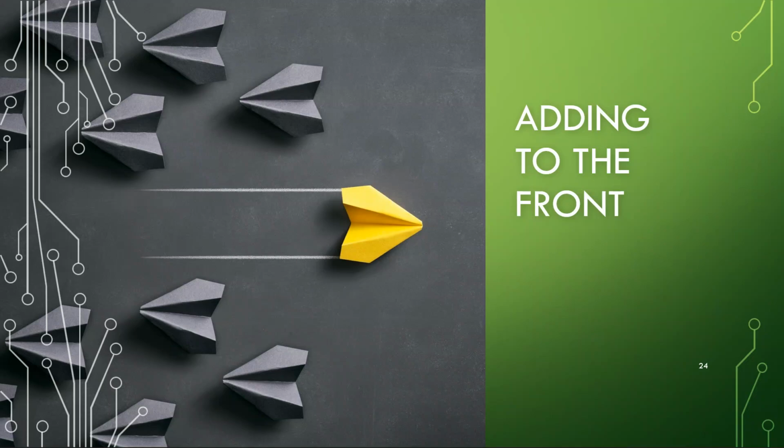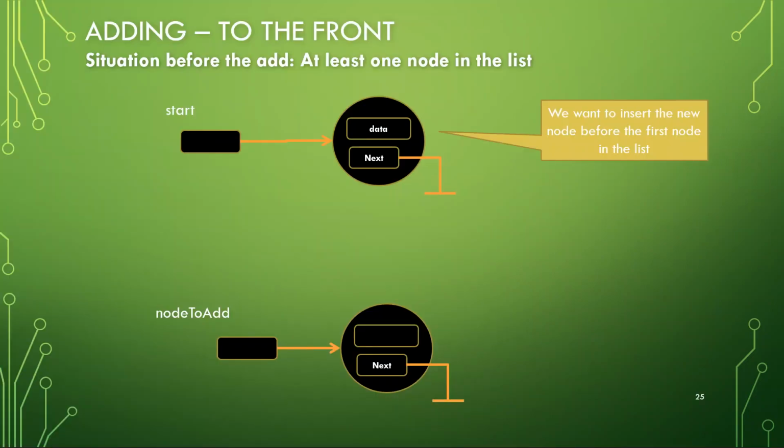Now next, if we want to continue with this, if we're doing the add to start method, the idea is that it's always adding a node before the current node that's at the beginning of the list. So adding to the front of it.